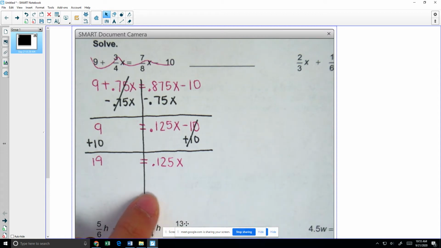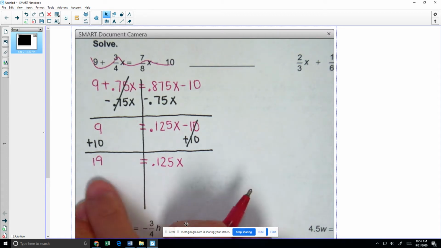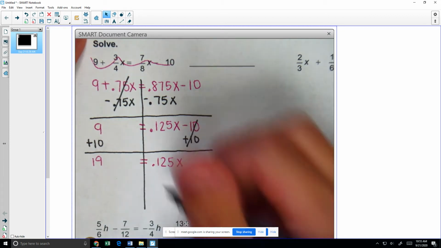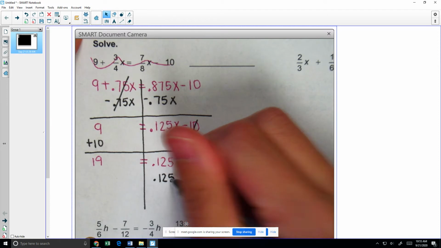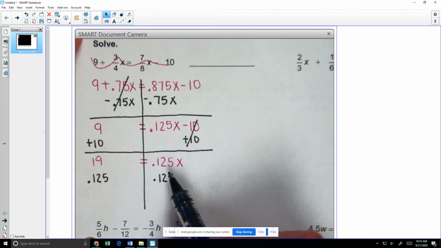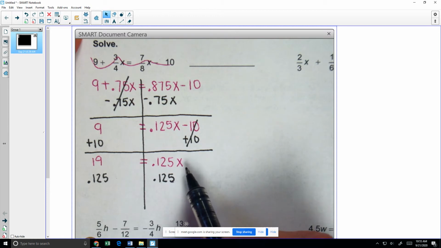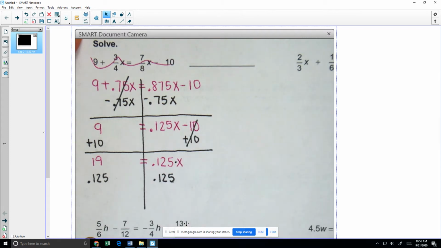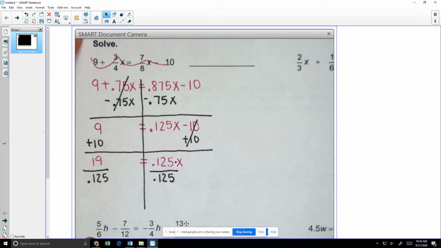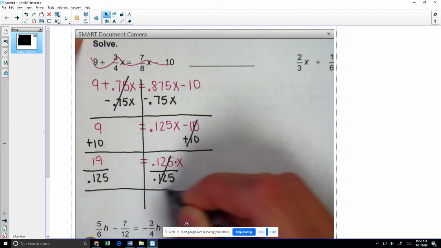Okay. Larson, what number is still on the same side as x? So that's the number I need to move. So I'm dropping it down on both sides. Look at how they're connected and do the opposite. So what's the opposite of 0.125 times x? Shema? So I'm going to divide both sides by 0.125, and that cancels out.